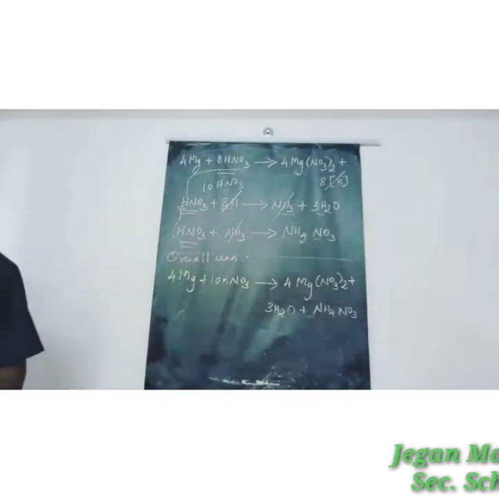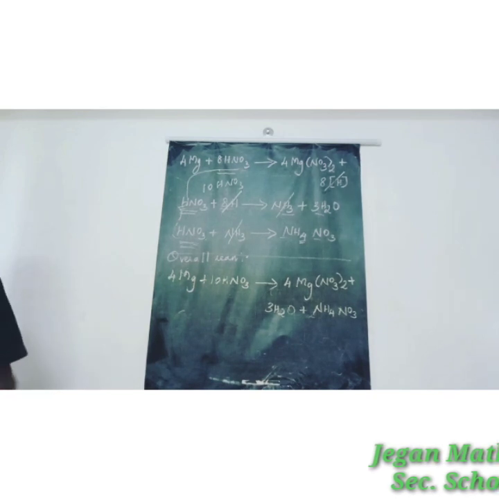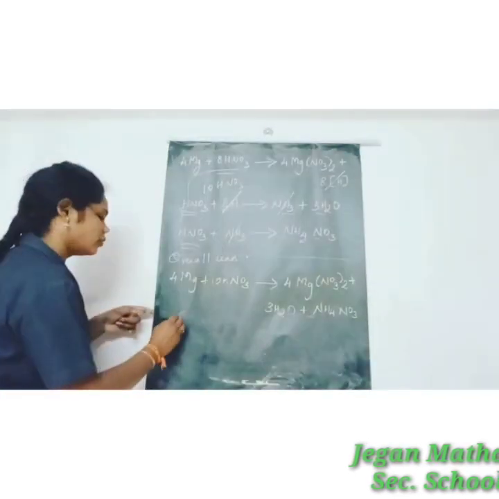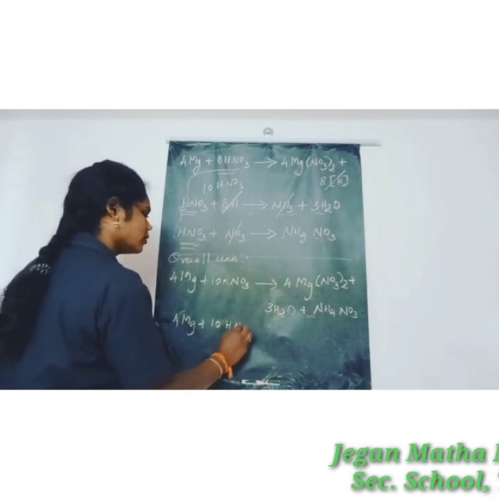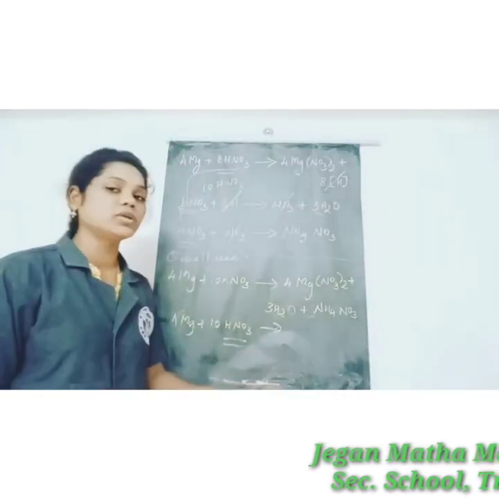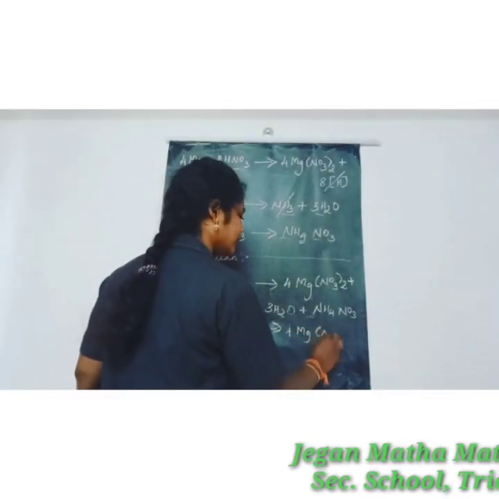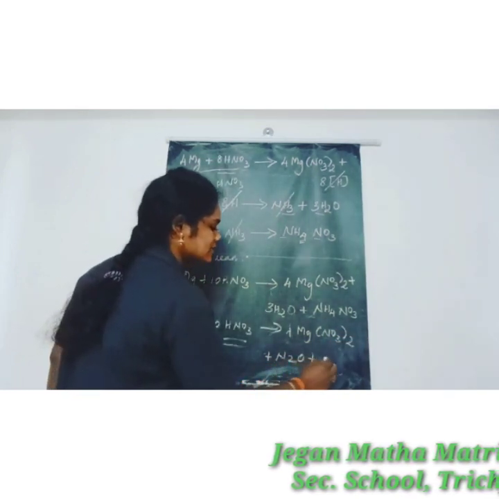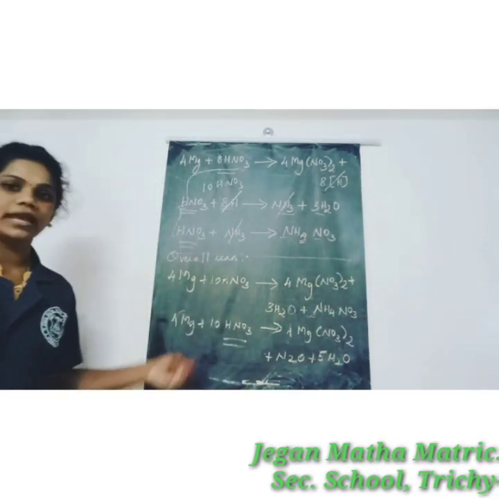And next one is, if the acid is diluted, we get N2O. So instead of NH4NO3, we get N2O. So here it is the same reaction only. So again 4 times of Mg plus 10 times of HNO3. So here, if the acid is very dilute, what product is formed? N2O is formed. Okay. So 4 times of Mg(NO3)2 plus N2O plus H2O. So here 5 times of H2O is formed. Okay, so now the equation is balanced.